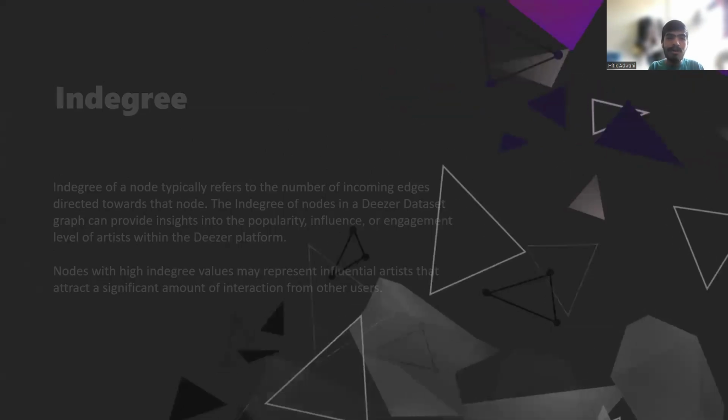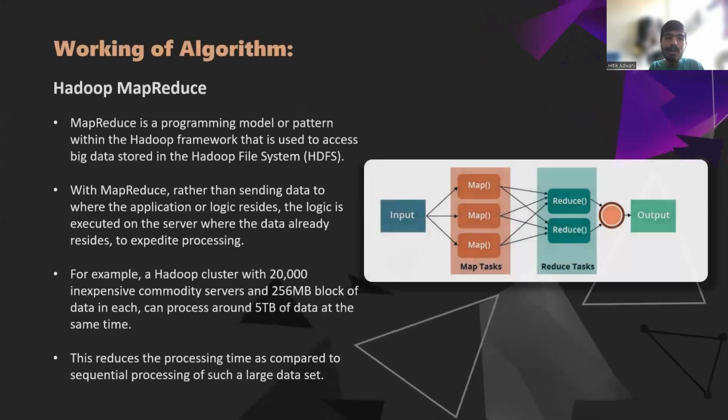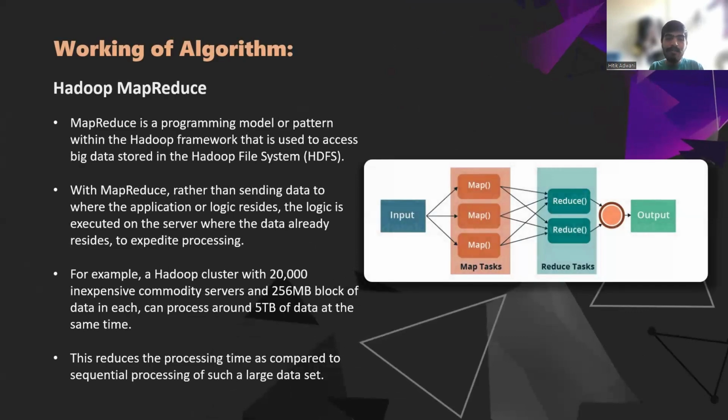Moving further, how this runs is that we are using Hadoop's MapReduce feature. MapReduce is a programming model or pattern within the Hadoop framework that is used to access big data stored in HDFS. For example, if a Hadoop cluster with 20,000 servers and a 256 MB block of data in each is centralized, then 5 terabytes of data can be processed at the same time. This reduces the processing time to a significant level for such large data.